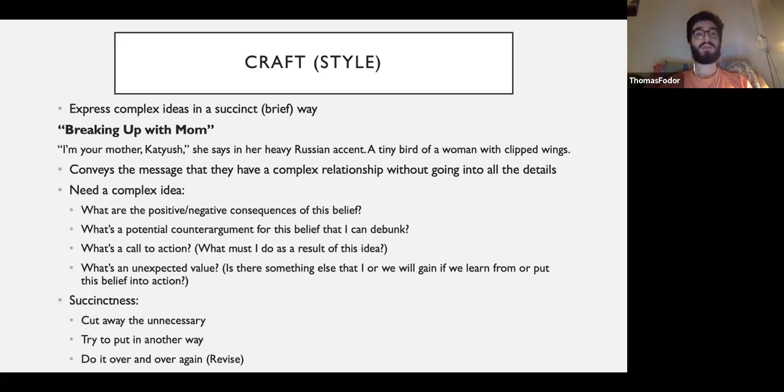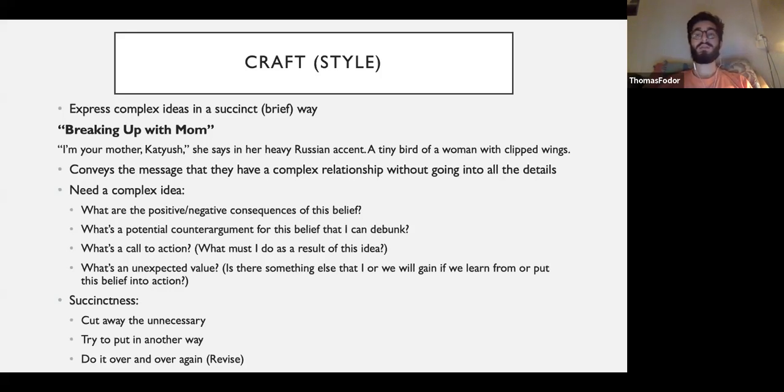So let's look at the essay Breaking Up with Mom. And this essay is all about her relationship with her mom. And this is towards the beginning of her essay. She writes, "I'm your mother, Natyush," again, forgive me if I mispronounced that, she says in her heavy Russian accent, "a tiny bird of a woman with clipped wings."